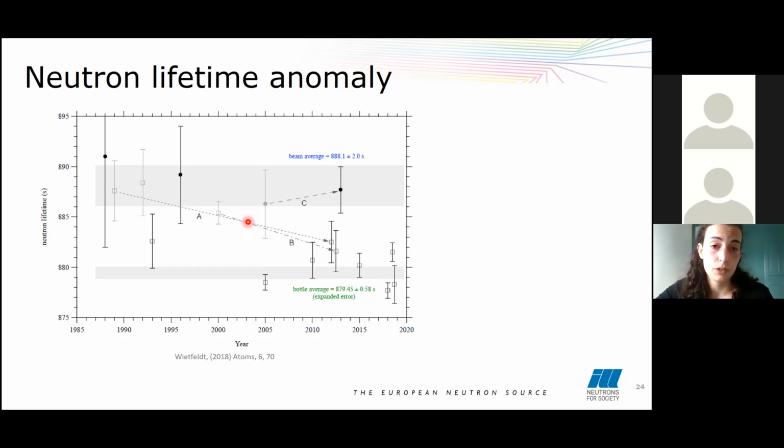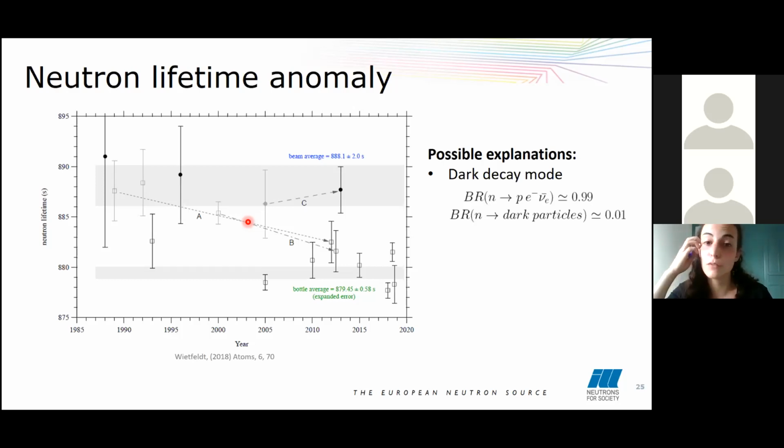The reason for this significant discrepancy is not really clear. There are mainly two approaches to try to explain it. The first approach is the appealing solution, which is looking for deviations from the standard model. So there is a group of physicists that say that instead of having a branching ratio of 1 for the decay neutron, proton, electron, antineutrino, the branching ratio is about 0.99, and there is another decay channel which is exotic and involves a dark matter particle.